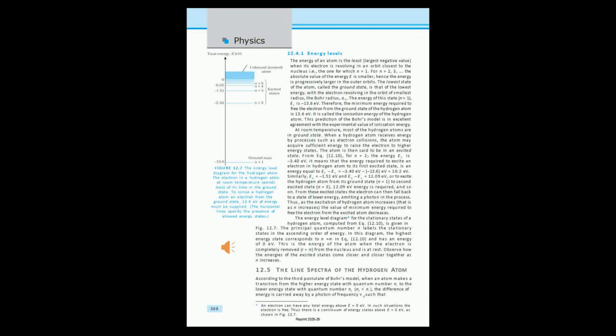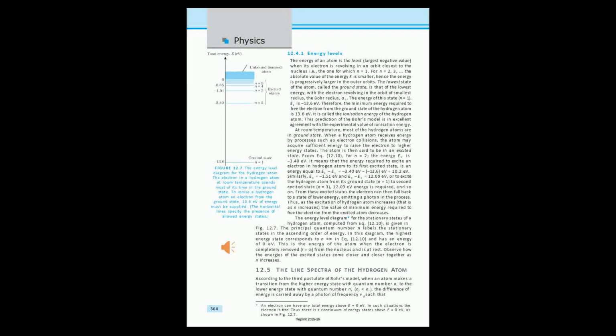It means that the energy required to excite an electron in hydrogen atom to its first excited state is an energy equal to E2 minus E1 equals minus 3.40 electron volts minus of minus 13.6 electron volts equals 10.2 electron volts. Similarly, E3 equals minus 1.51 electron volts and E3 minus E1 equals 12.09 electron volts, or to excite the hydrogen atom from its ground state, n equals 1, to second excited state, n equals 3, 12.09 electron volts energy is required, and so on.